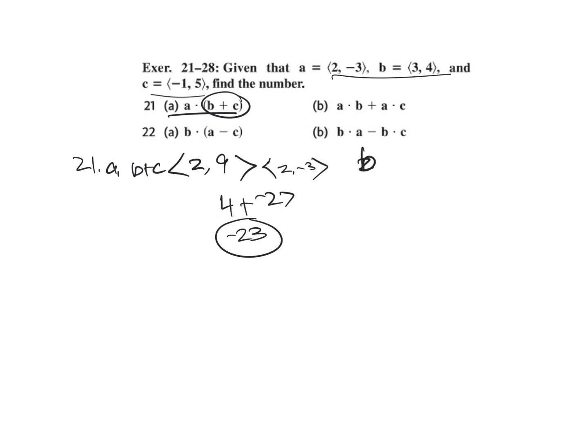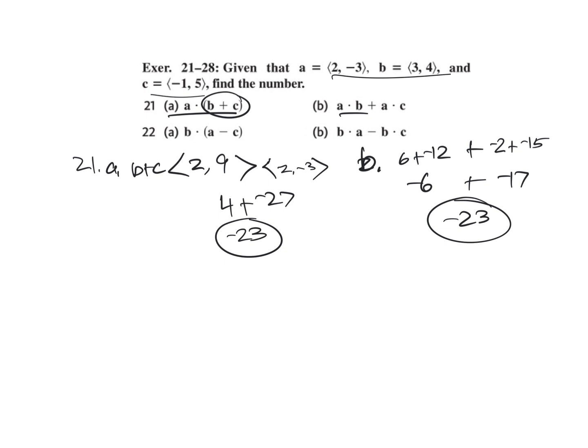We need part B. So a dot b, so that's 6 plus negative 12, that's negative 6, plus a dot c, the dot product of a and c. So that's negative 2 plus negative 15, or negative 17. Negative 6 and negative 17 is negative 23. So that would be part B.